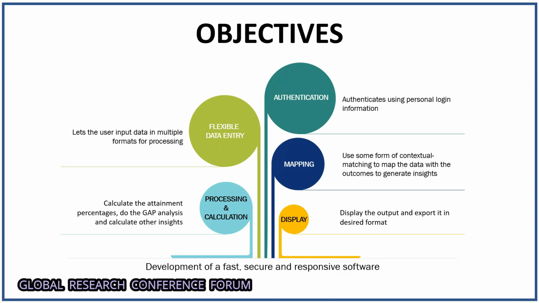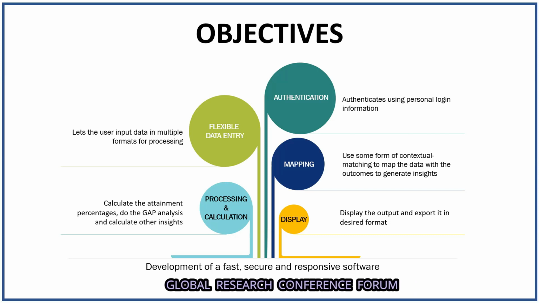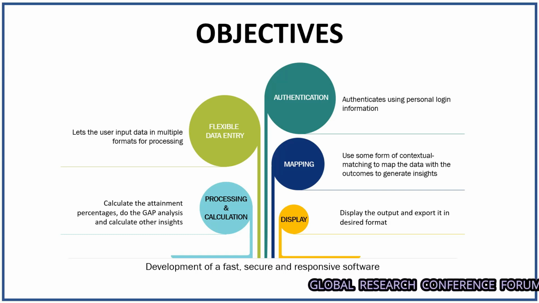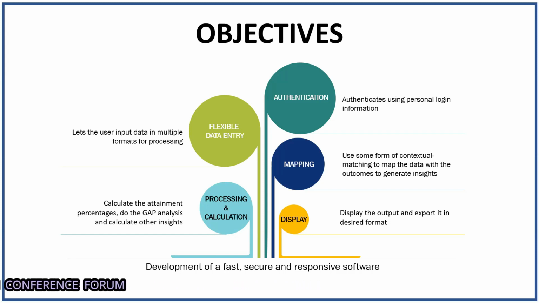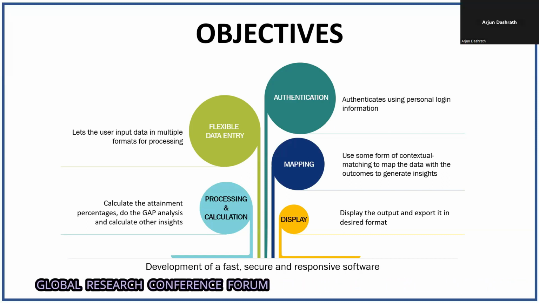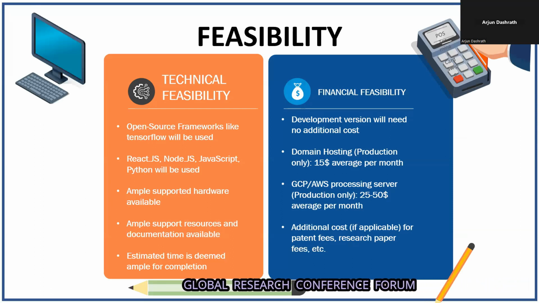Then mapping. Our initial objective is to use some form of contextual matching to map the data with the outcomes and then generate a lot of insights. And there's processing: we have calculations, like how many COs are attained and how many POs are attained. For that we need precise formulas for calculation, and then we need to display all of this in an innovative and user friendly user interface. Now, when we go to feasibility, I'd like Palak to take over.